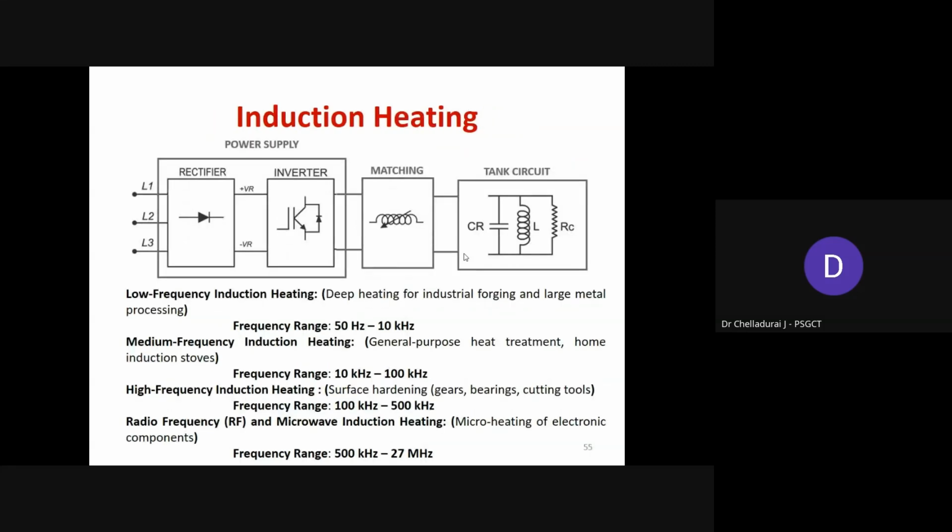Then the second application is induction heating. In induction heating, AC is converted into DC by using a conventional rectifier. Then DC is converted into high frequency AC by using a VSI topology. Again, based on the different application requirements, I have indicated different operating frequencies here. In this particular case, the output voltage magnitude is most of the time constant, but the output voltage frequency we have to adjust by using the VSI topology.